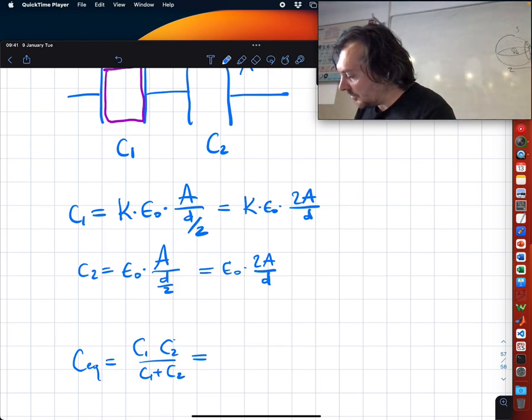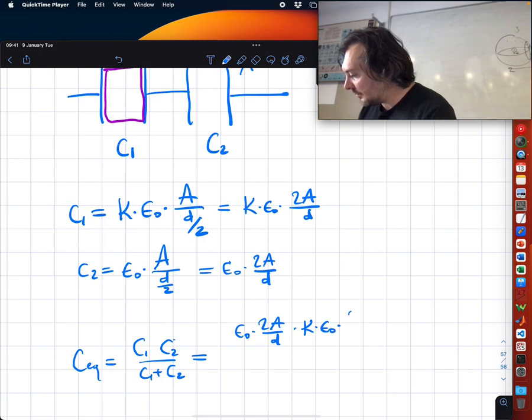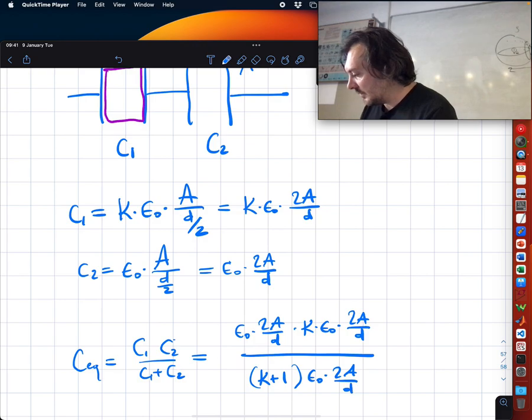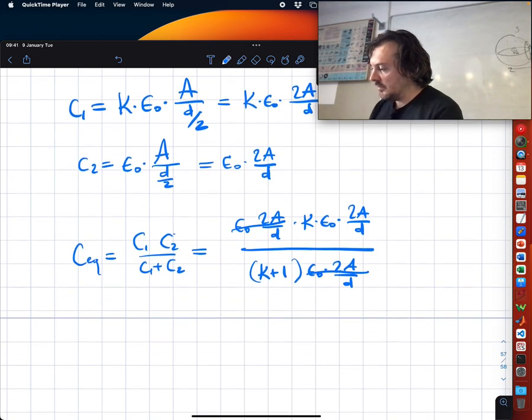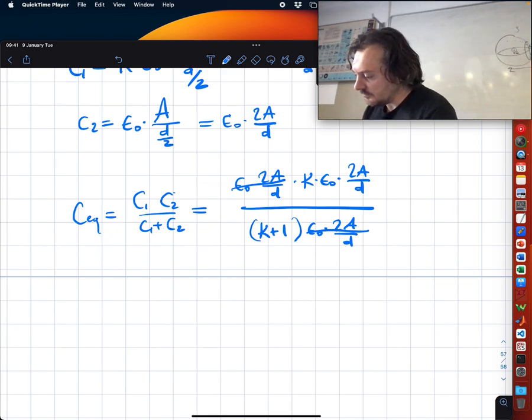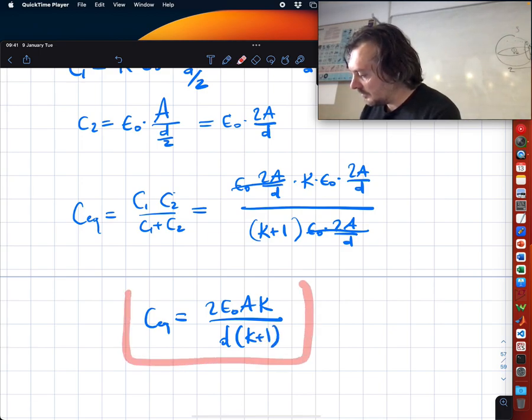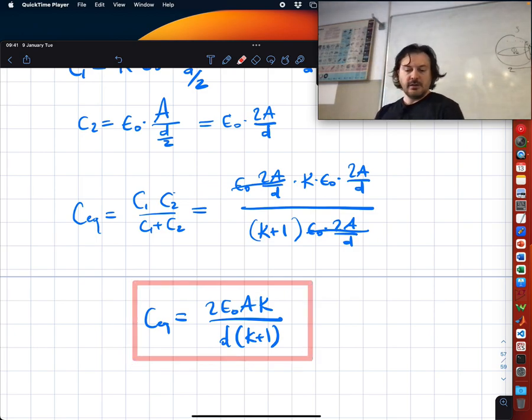1 over C equivalent is 1 over C1 plus 1 over C2 plus 1 over C3. All right. C1 times C2, which is epsilon 0 times 2A over d times k times epsilon 0 times 2A over d, divided by basically k plus 1 times epsilon 0 times 2A over d. So this takes out that. What do you get? C equivalent is 2 epsilon 0 A k over d times k plus 1. Okay? This is a typical example. Any questions?